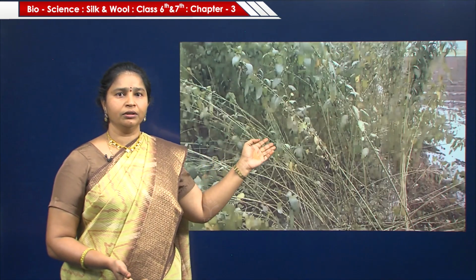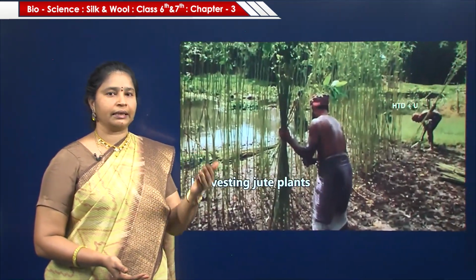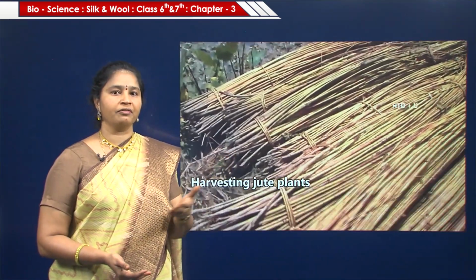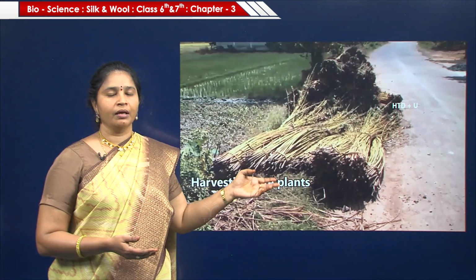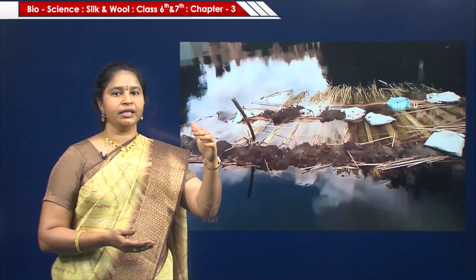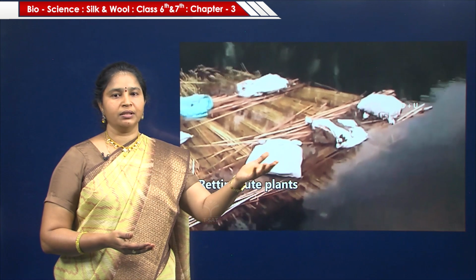Here you can see the jute plants. What do we need to do? First we need to cut the jute plants. We need to harvest the jute plants, and later we make them into bundles. We need to take these bundles to the nearby aquatic resources like canals or ponds.